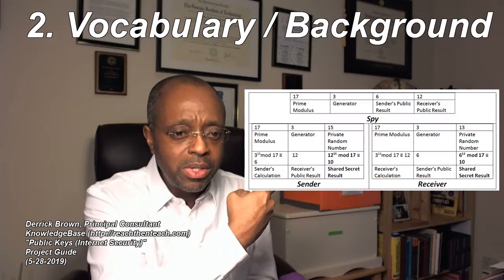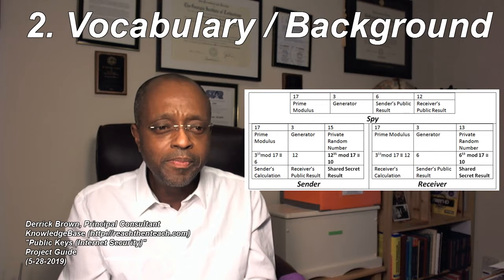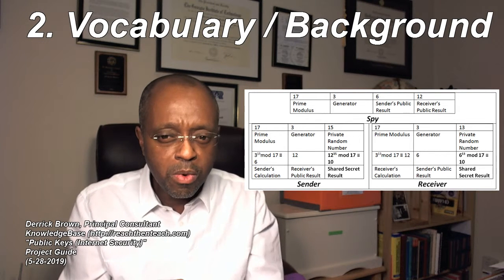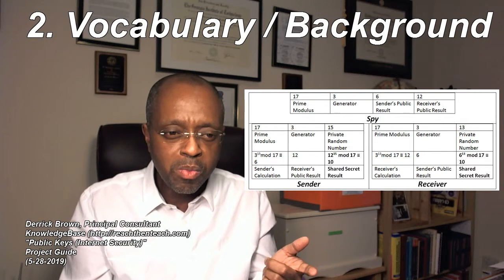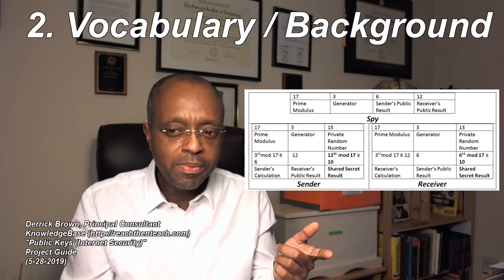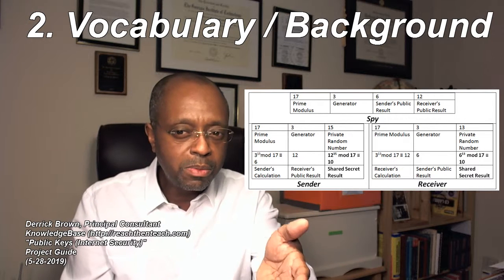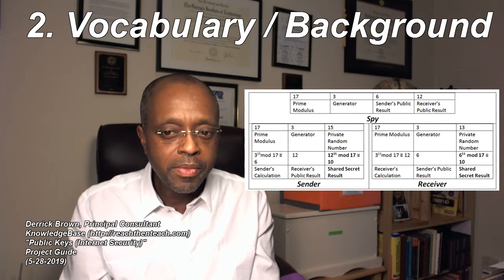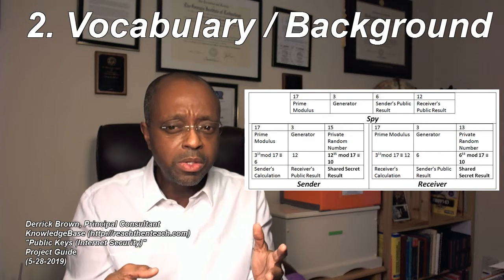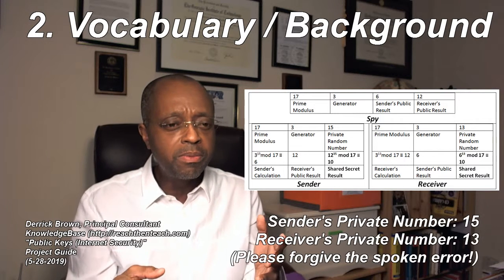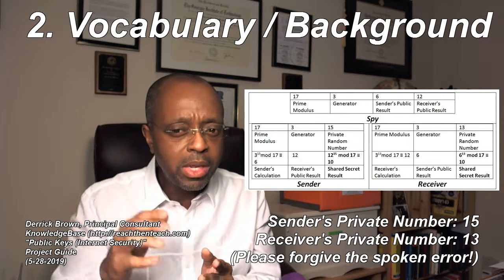All right, now let's use this table to organize what's going on, and I'm going to talk through it again very slowly, and then we're going to move forward from there. All right, so we know that we've chosen 17 as our modulus and 3 as our generator, and we share that publicly so the spy knows that as well. We're going to both choose secret numbers though. The sender is going to choose a private random number of 15. The receiver is going to use a private random number of 13. Spy does not know this.